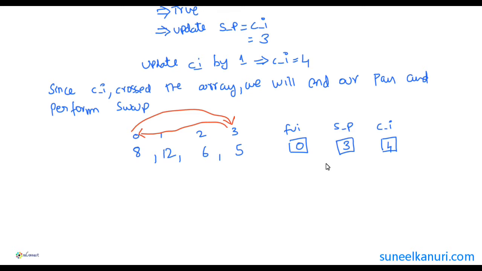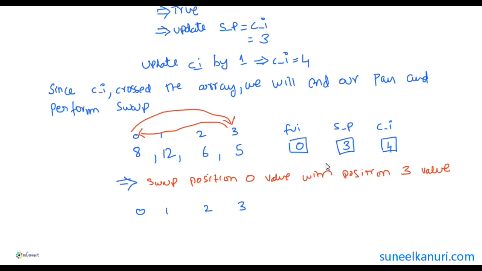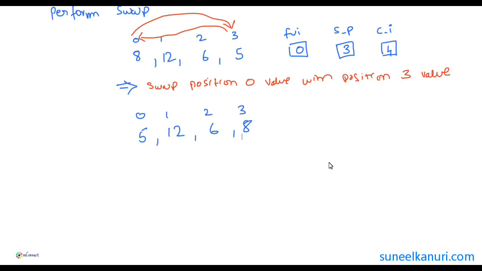So, let's quickly write down what does it yield us. So this yields, let me write down: swap position 0 value with position 3 value. So this brings us to a result of 5, 12, 6, and 8 at the end of our pass 1.